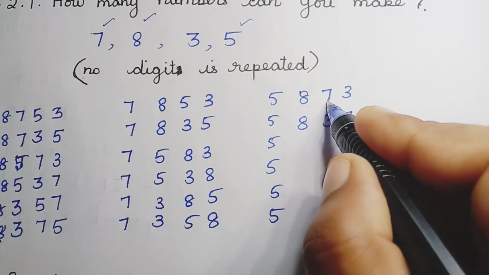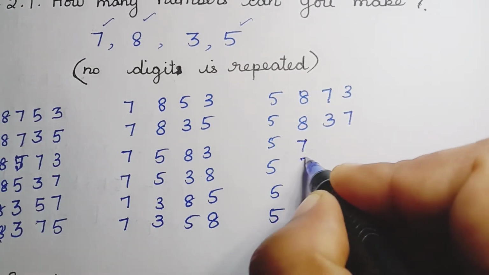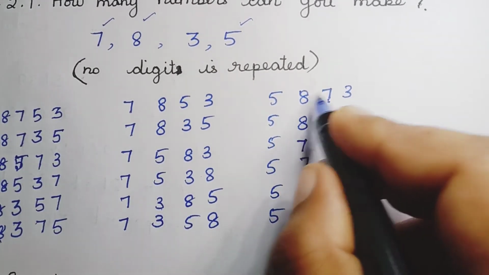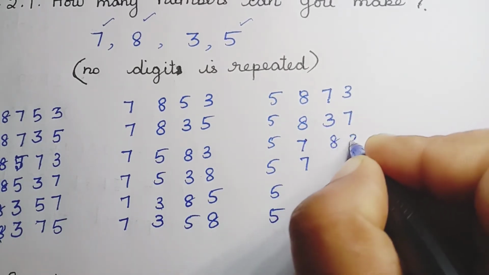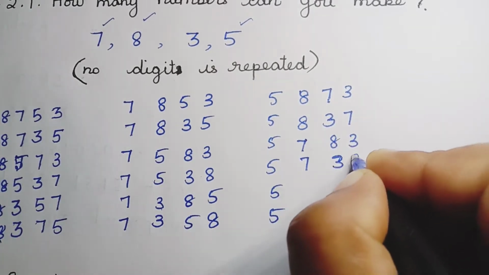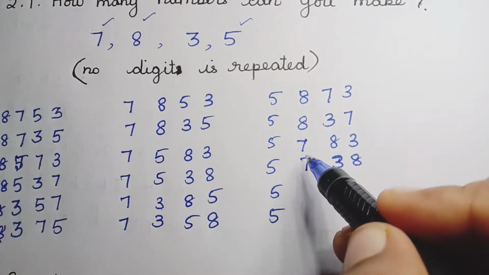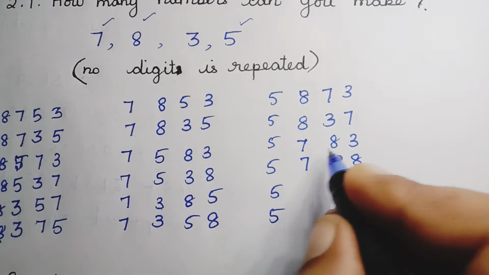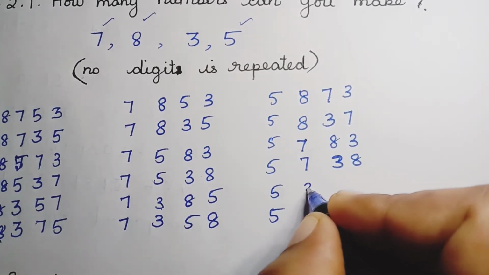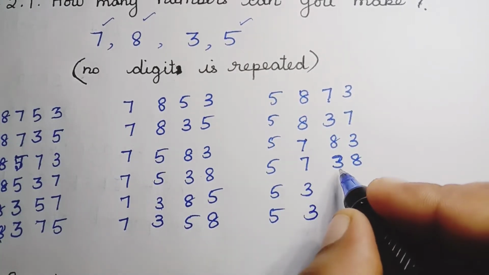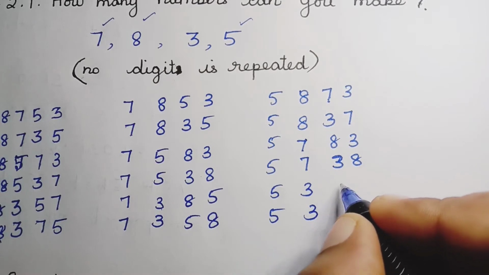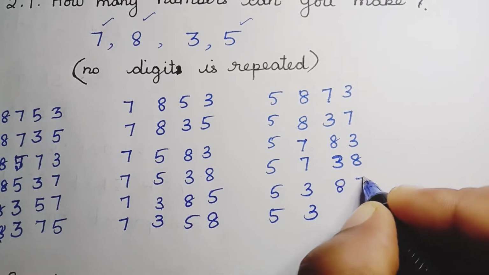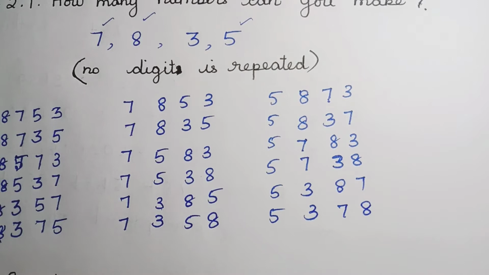Then what is the next number? 7. So write 7 twice. What are the numbers left out? 8 and 3. So shuffle 8 and 3 here. 8 and 7 is over at the third place. What is left out? Then 7, 7, 3. So 3 is here. What are the numbers to be shuffled? It will be 8 and 7. So 8, 7, 7, 8. This is a third possibility.